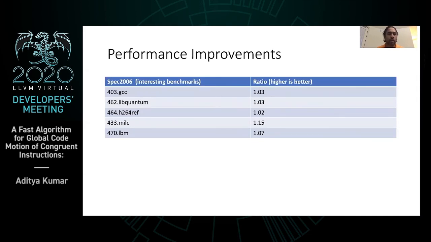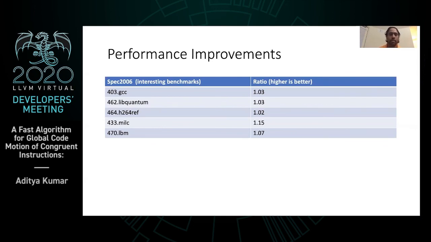Here are some interesting results. We saw improvements in the SPEC 2006 benchmarks. The most impactful one was MILC, where we saw 15%, and LLVM has around 7%. Others saw 2-3%, which is also quite meaningful.